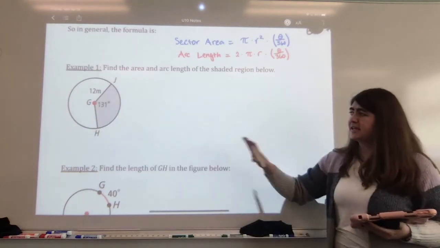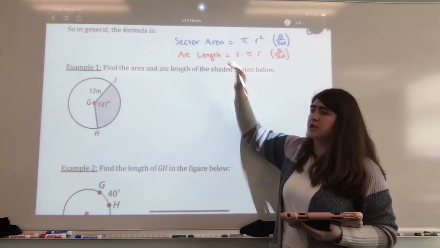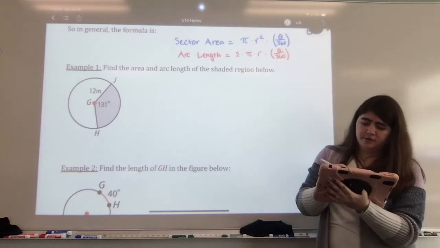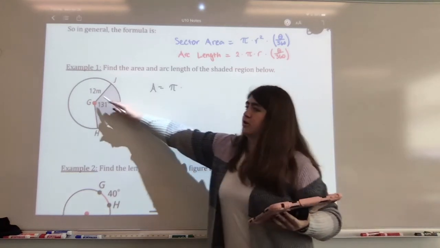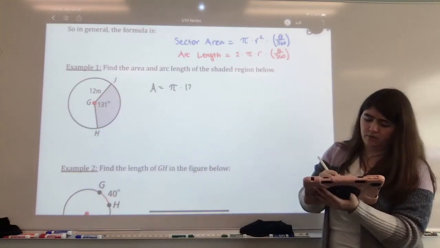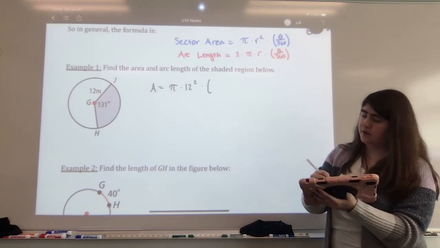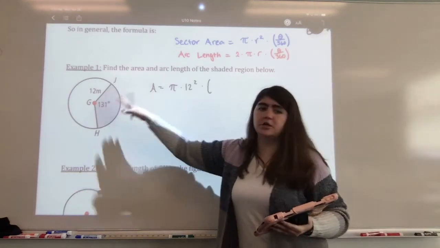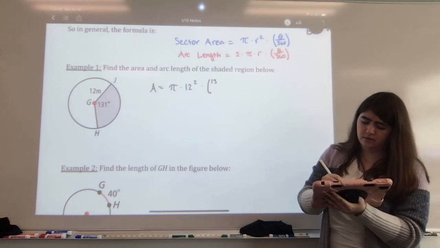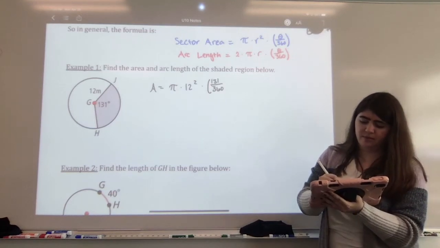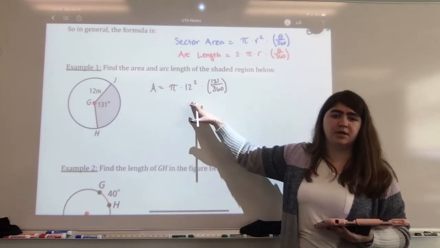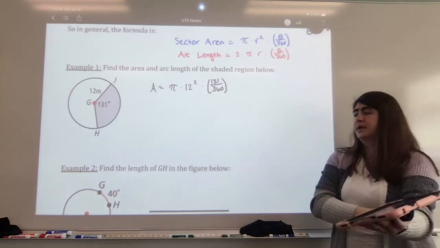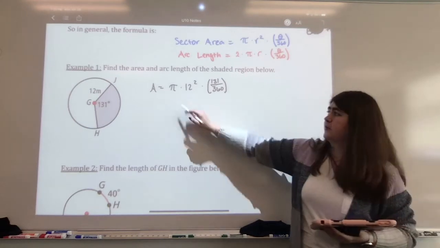So now I'm going to take that and I'm going to plug it into my formula for sector area. So my area will equal pi times the radius, which is 12, squared, times my fraction, 131 out of 360. And that is what I'm going to solve. I'm going to simplify it before I plug it into my calculator, but I will have to plug it into my calculator because we have pi.